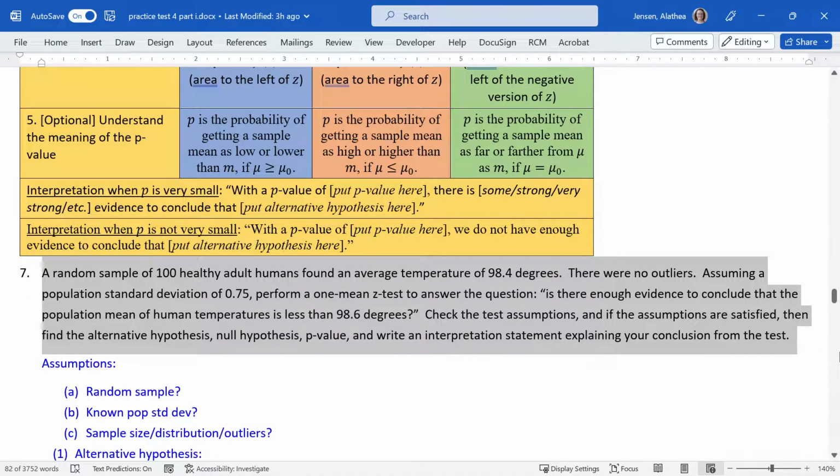A random sample of 100 healthy adult humans found an average temperature of 98.4 degrees. There were no outliers. Assuming a population standard deviation of 0.75, perform a one mean z-test to answer the question, is there enough evidence to conclude that the population mean of human temperatures is less than 98.6 degrees? Check the test assumptions, and if the assumptions are satisfied, then find the alternative hypothesis, null hypothesis, p-value, and write an interpretation statement explaining your conclusion from the test.